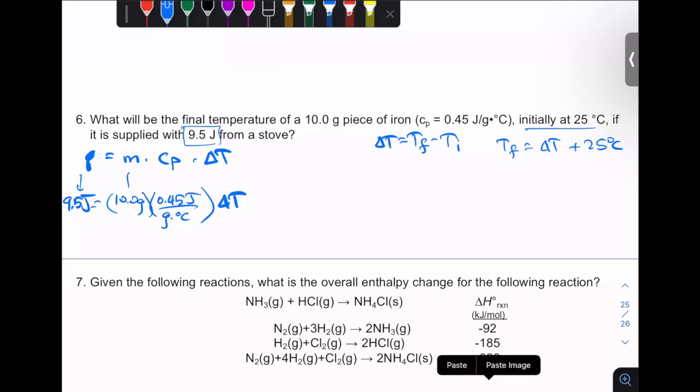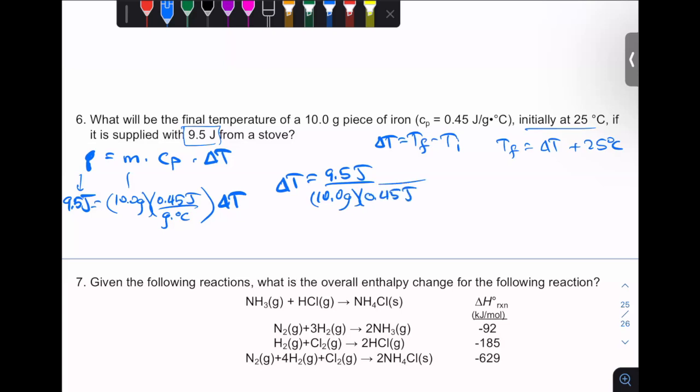So let's do that. Delta T is going to be equal to 9.5 joules divided by 10 grams times 0.45 joules per gram degree Celsius. And that also means those units I'm going to put now in the numerator, grams degree Celsius per joule, because it's really the inverse of the specific heat capacity now. I'm doing it this way so you can see how the units cancel out, giving us the units of temperature in the numerator, which is what we want for delta T.